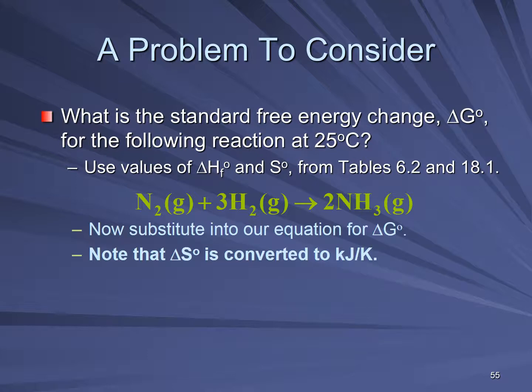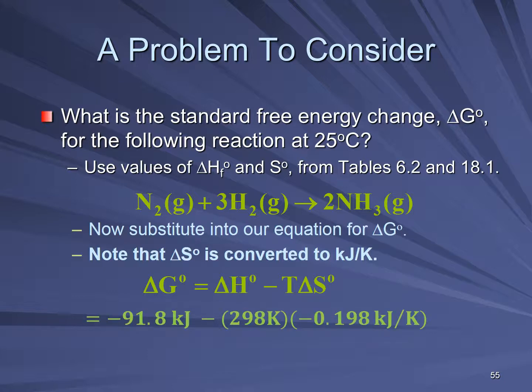All right, now we can substitute it into our equation for delta G. The one really important thing to remember is that delta S is always in terms of joules per Kelvin, and delta H is always in terms of kilojoules. So we have to convert one or the other before we add them together. Usually we convert S from joules to kilojoules. So delta G equals delta H minus T delta S.